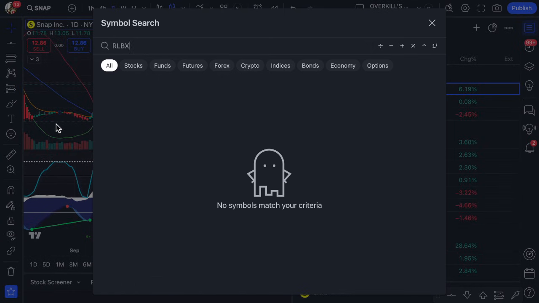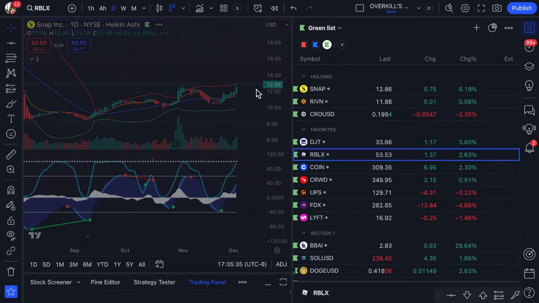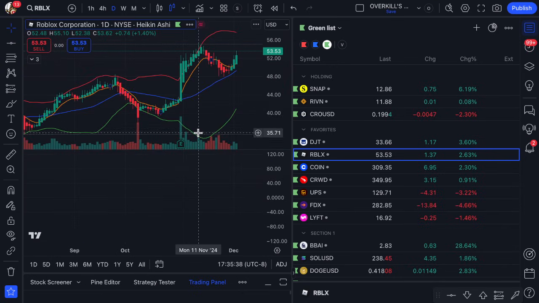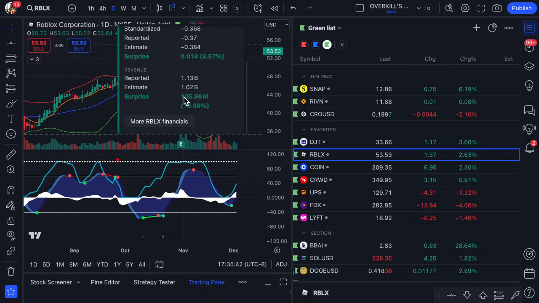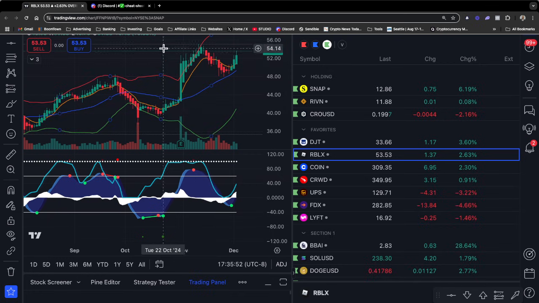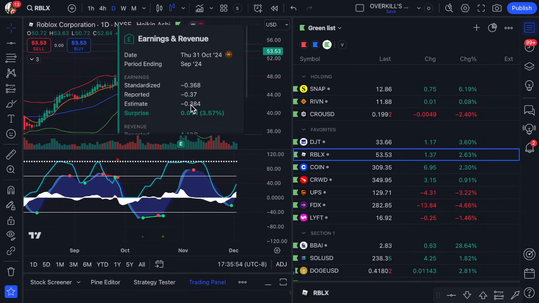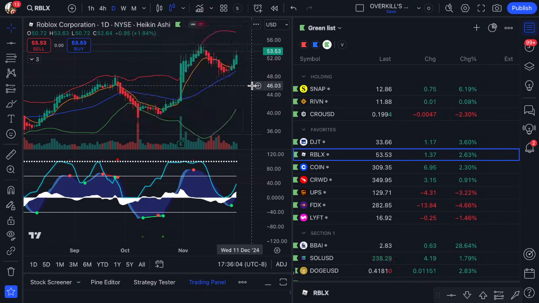One of the most beautiful setups I've seen in a while is Roblox. What did Roblox do right here? What did they do on their earnings? They beat their earnings. When a stock beats its earnings, that normally causes the price to go up, because that attracts more investors, more institutional investors. They're beating their revenue, doing better than expected. They made $105 million more than expected for the quarter. That tells investors, yes, they're making money, so let's put some money there.